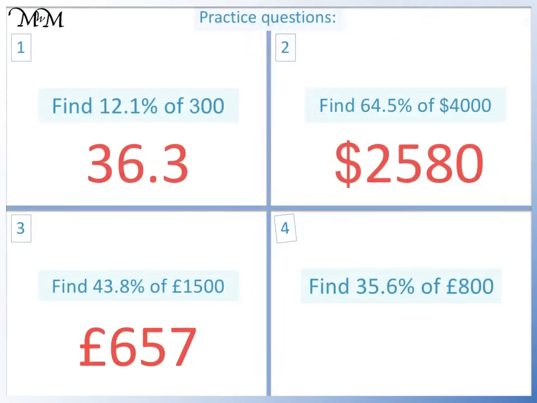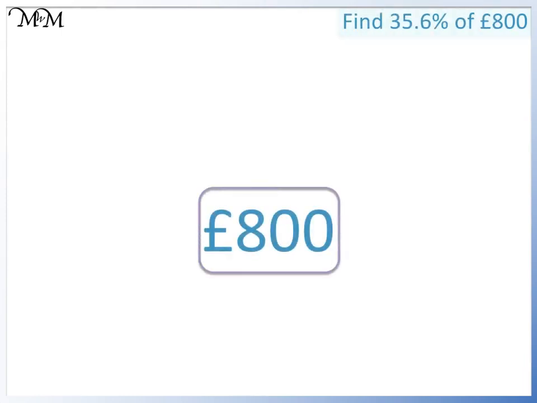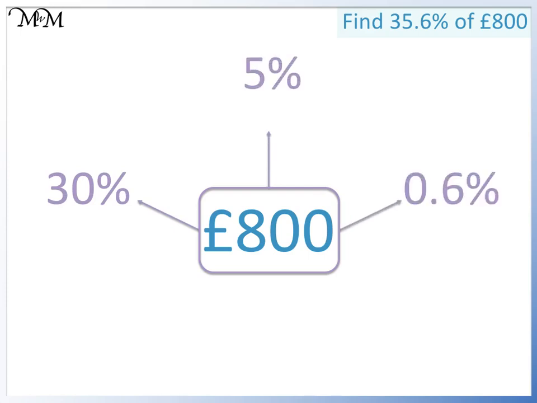Question 4. Find 35.6% of £800. We partition 35.6% into 30%, 5% and 0.6%. We'll start with 30%. 10% of 800 is 80. 30% must therefore be 240.